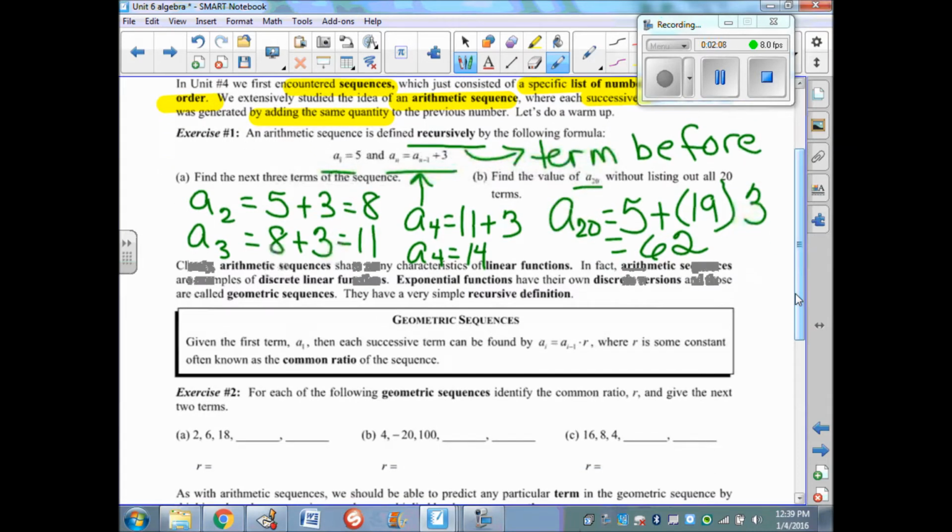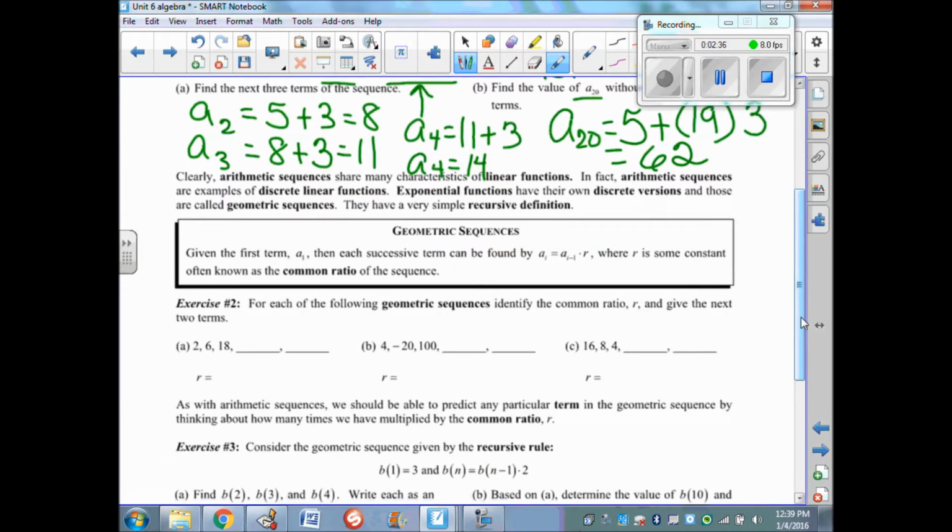Remember, it helps us jump to a term. The recursive definition has that limitation because it relies on the term before. The explicit lets you jump to a term. Say I wanted a sub 20. Or, not a sub 20, duh, we just found a sub 20. What if I wanted a sub 100? It would allow us to jump to a sub 100 without listing out all the other terms.